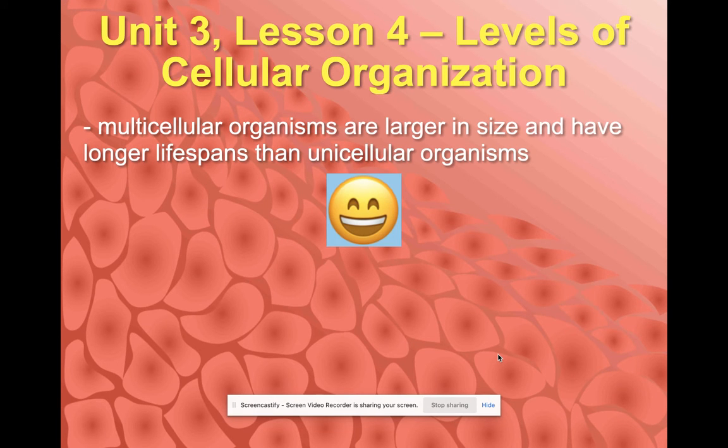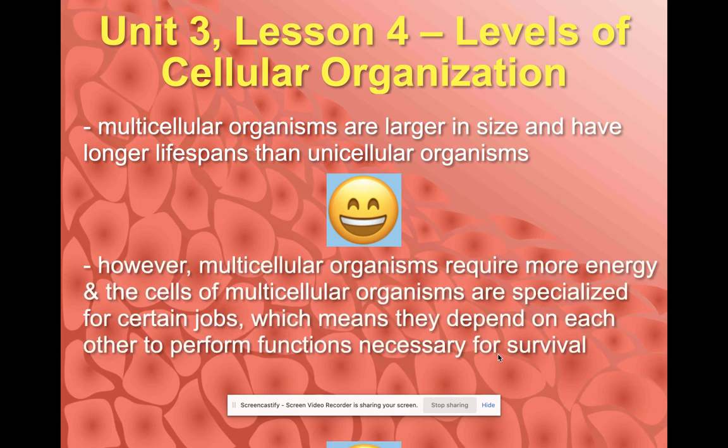All right, now we're getting into things that apply more directly just to us. Multicellular organisms are larger in size, obviously, and have longer lifespans. However, multicellular organisms, eukaryotes, require more energy, and the cells are specialized. They have specific jobs, which means they depend on each other to perform the functions or jobs necessary for survival. So it's like a big team.